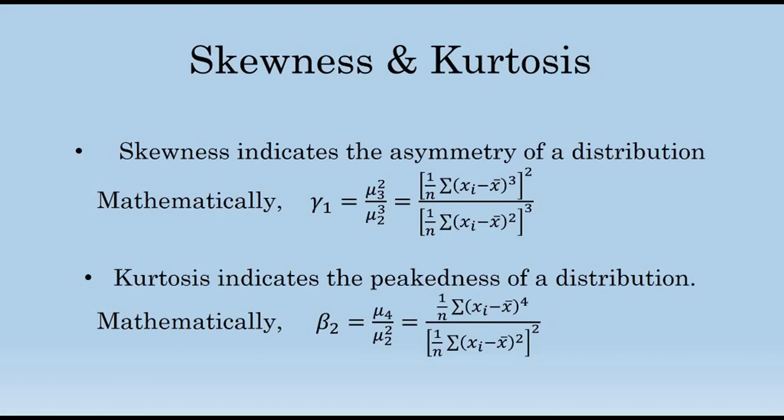that is the variance of the dataset. Similarly, kurtosis indicates the peakedness of a distribution, that is how peaked the distribution of the dataset is. Mathematically, it is denoted as beta 2 is equal to mu 4 by mu 2 square. Mu 4 is nothing but the fourth order central moment, that is 1 by n summation (xi minus x bar) whole to the power 4. Mu 2 is the variance, 1 by n summation (xi minus x bar) whole square, and the whole thing squared again.